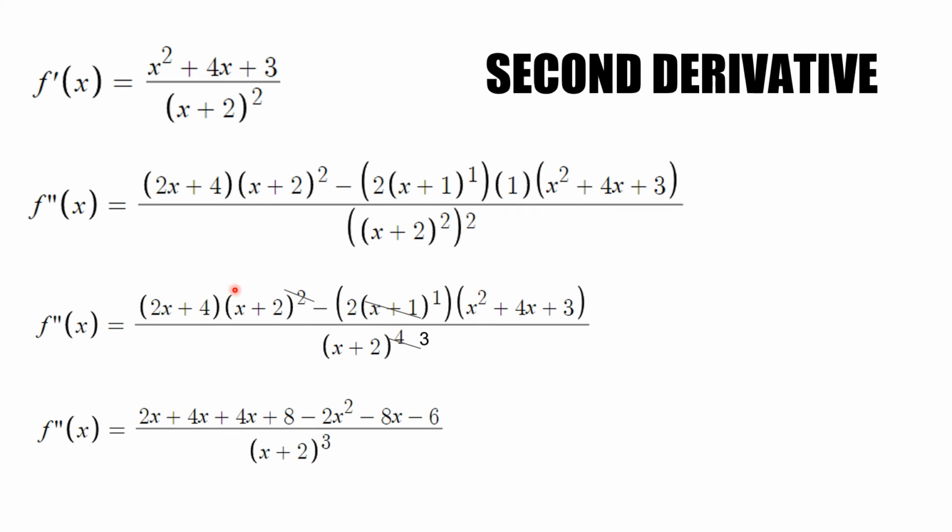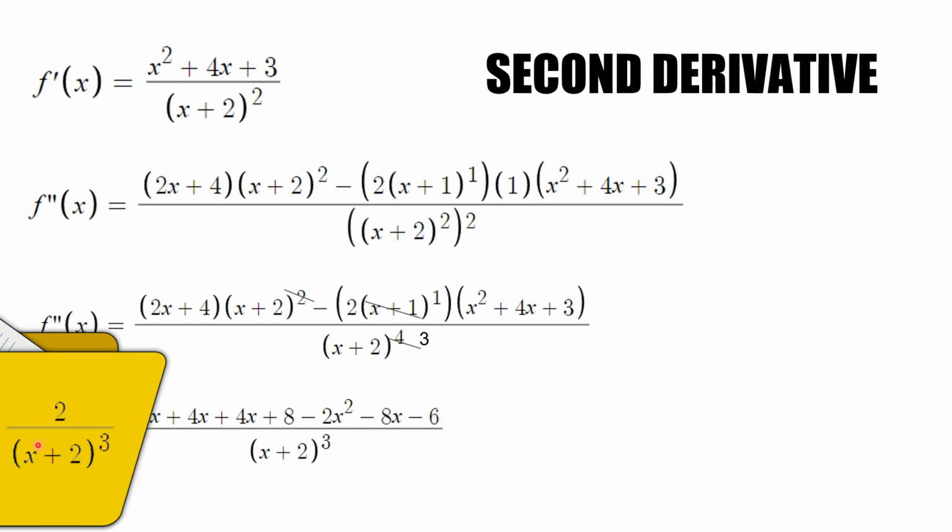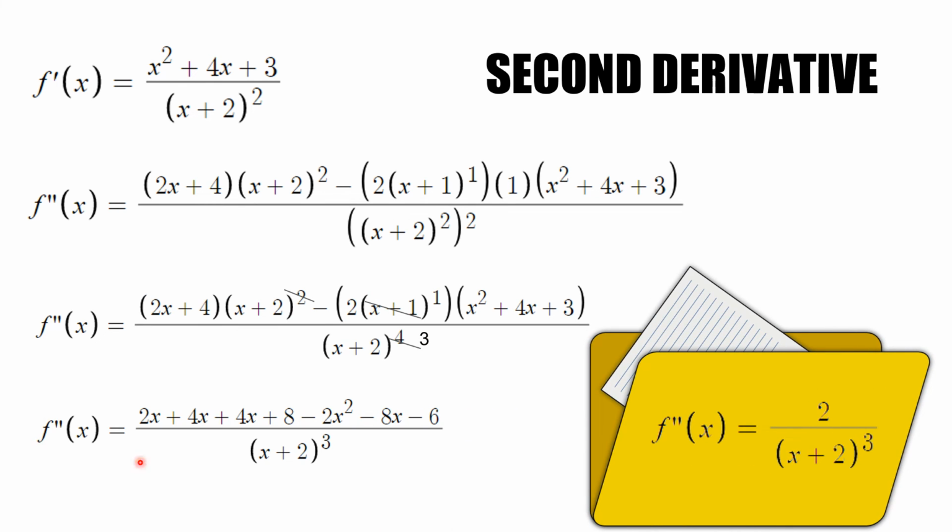Now we can solve by multiplying using FOIL and multiplication in order to get our long factorable equation here. We can simplify this in order to find the second derivative as 2 over x plus 2 to the power of 3. This is pretty simple for something that looks very long.